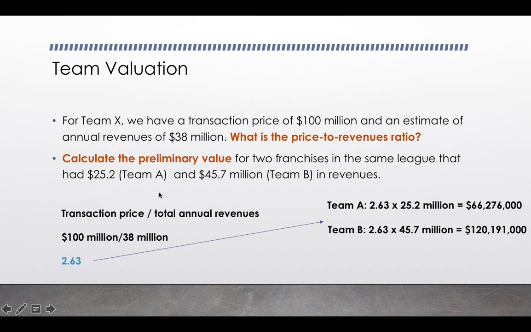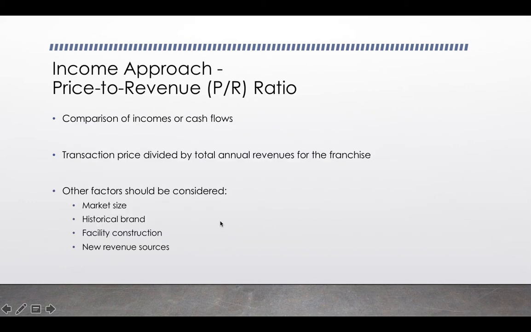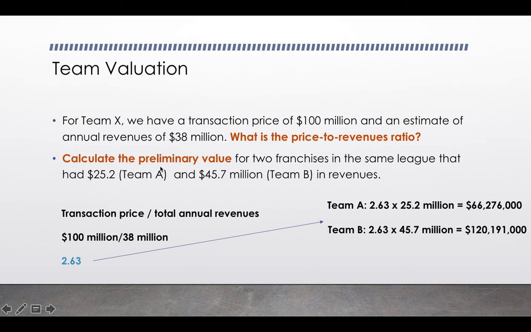Okay, so I want to show you what this price to revenues ratio looks like if we actually apply it to a practice case. So you can see here we've got Team X that has recently sold. They had a transaction price of $100 million and an estimate of annual revenues of $38 million. So the first piece to calculating price to revenues ratio is actually calculating the ratio. So we can calculate price to revenues ratio by taking the transaction price and dividing it by that total annual revenue. And we know this from the last slide, right? Transaction price divided by total annual revenues gives us our P to R ratio. So if we do that for our practice case here, we have 100 million divided by 38 million. That gives us a ratio of 2.63.